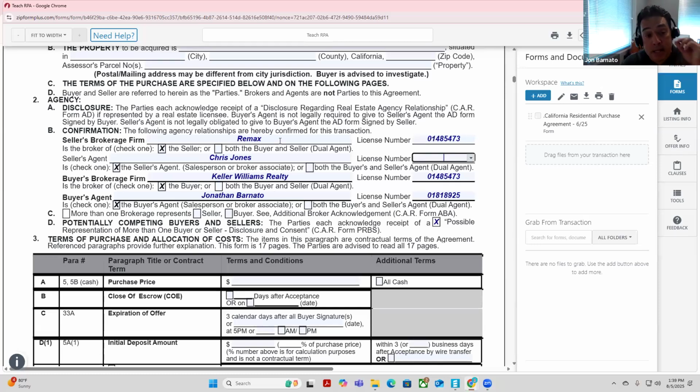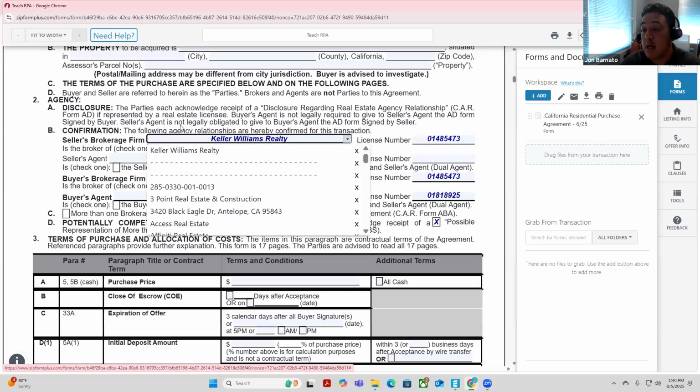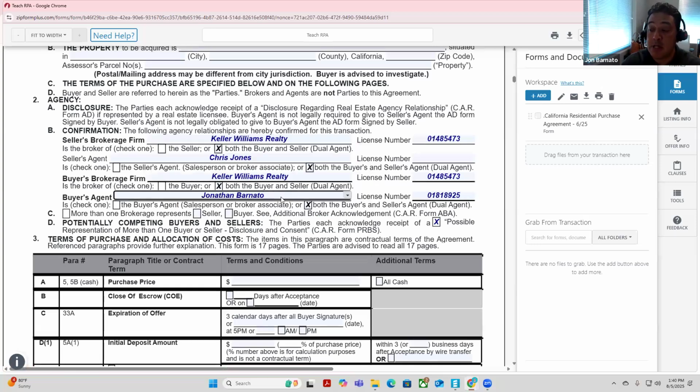Now, if they're individual, here's a caveat. This is a super tricky part. If you're doing a contract, it's different agents, but both of you are in the same office. That means you're part of our brokerage. You're two different agents, but same brokerage. It is considered a dual agency transaction still by DRE standards. So it could be Chris Jones, Keller Williams Realty, and Jonathan Barnato, Keller Williams Realty, and it is still a dual agency transaction because they're at the same brokerage. Does that make sense?